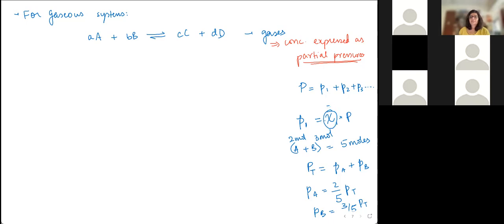Okay. All right. So just keep this in mind. Partial pressure of any gas is equal to the mole fraction of that gas times the total pressure.